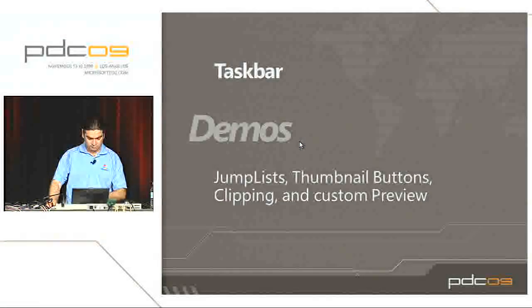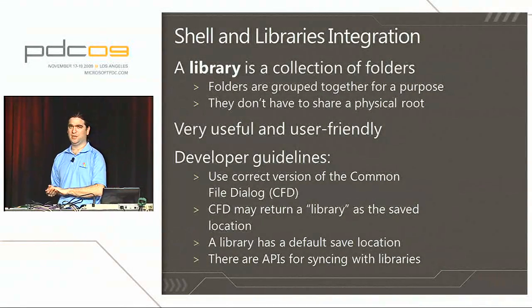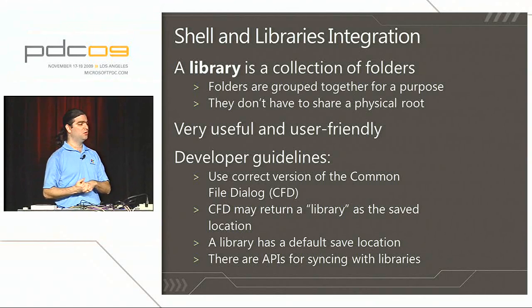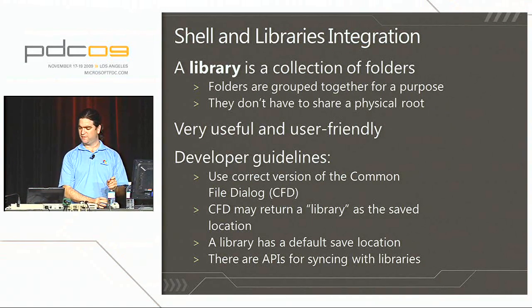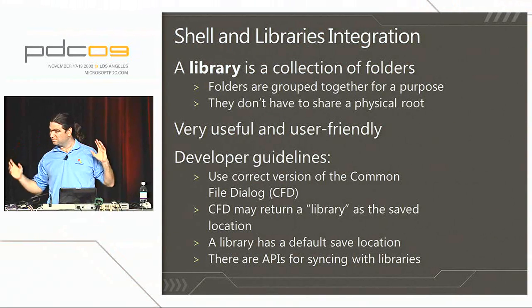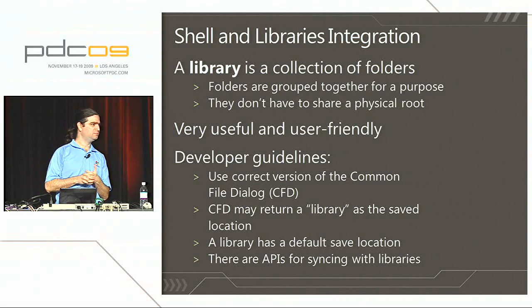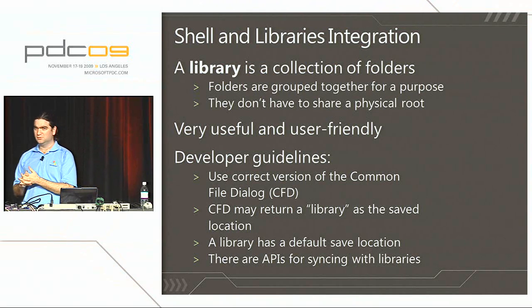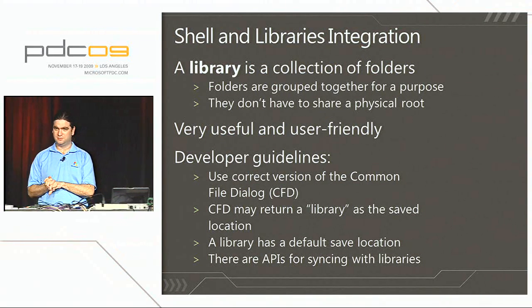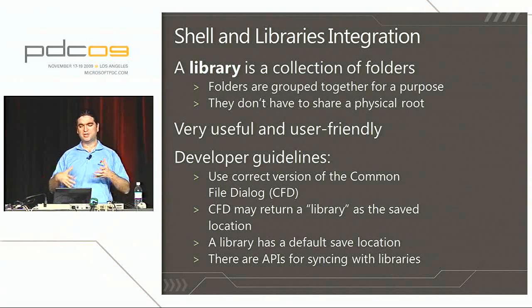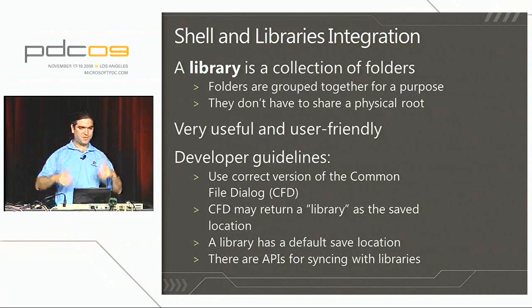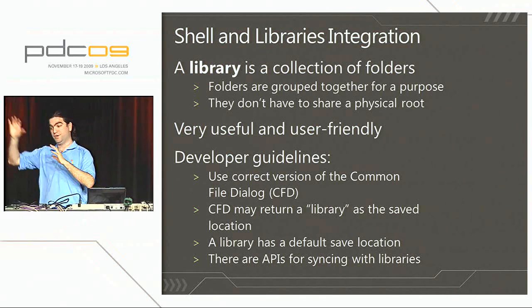Next, I'm talking about the libraries and shell. Another part of the shell is the libraries, and in Windows 7 we have libraries. Anyone doesn't know what a library is? I know, you know what it is, right? You don't know what a library is? So a Windows 7 library is basically a collection of different folders. Those folders can be either on your local drive or in a network share.